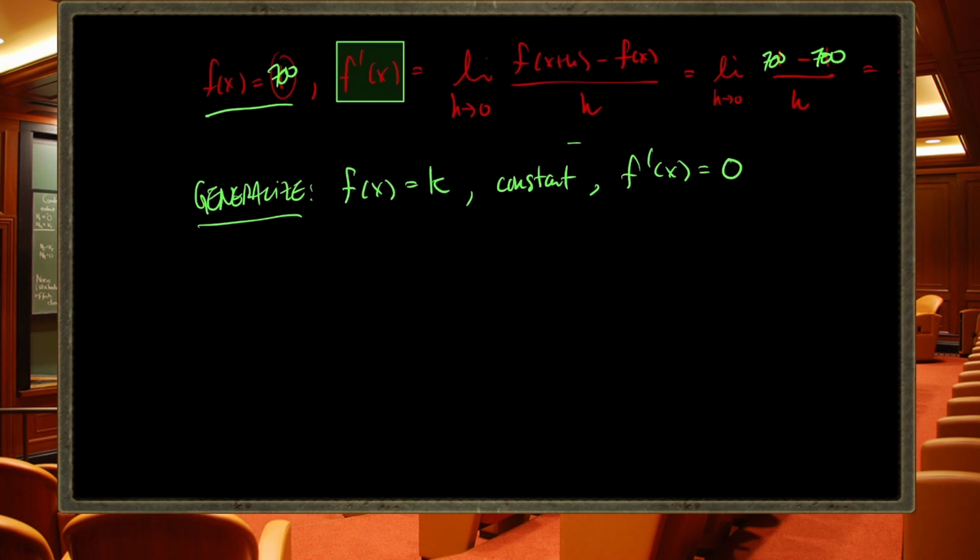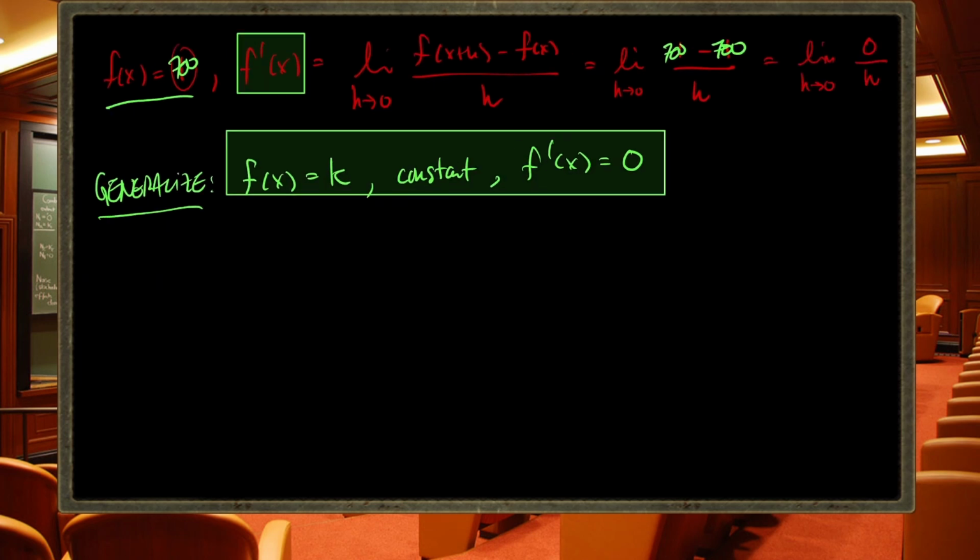And why does that work out algebraically, but how does that get reinforced by our geometric understanding? Well, f of x equals k is a flat horizontal line, so it has no slope. Right? It's got no grade to it.